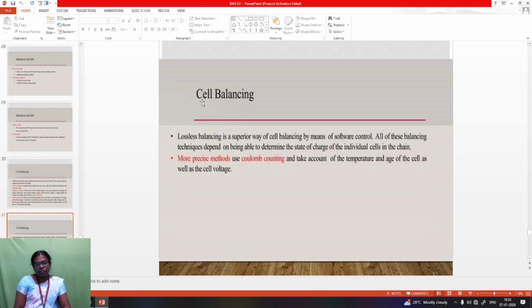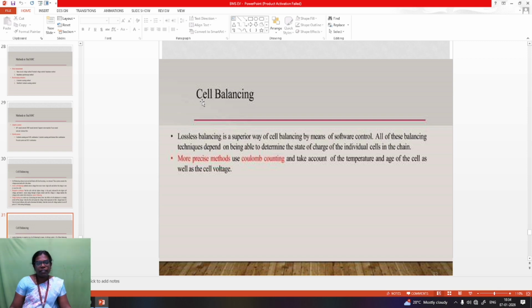Then lossless balancing is a superior way of cell balancing by means of software control. It must happen by software. All of these balancing techniques depend on being able to determine the state of charge of individual cells in the chain. Some more precise methods use Coulomb counting and take account of the temperature and the age of the cell.